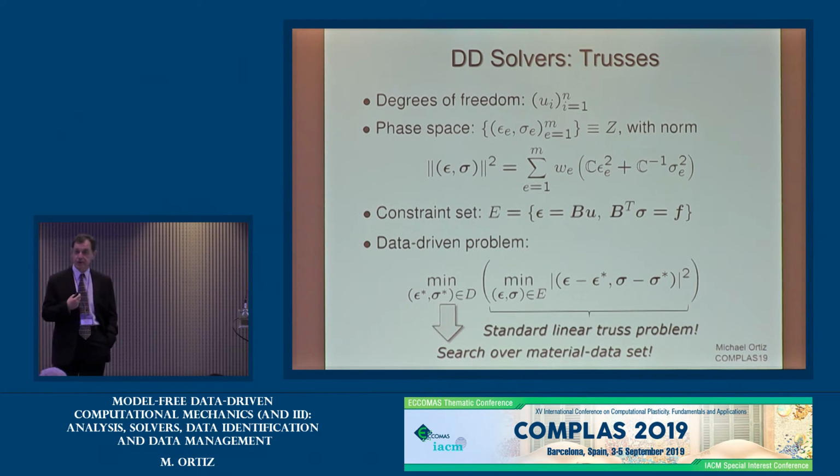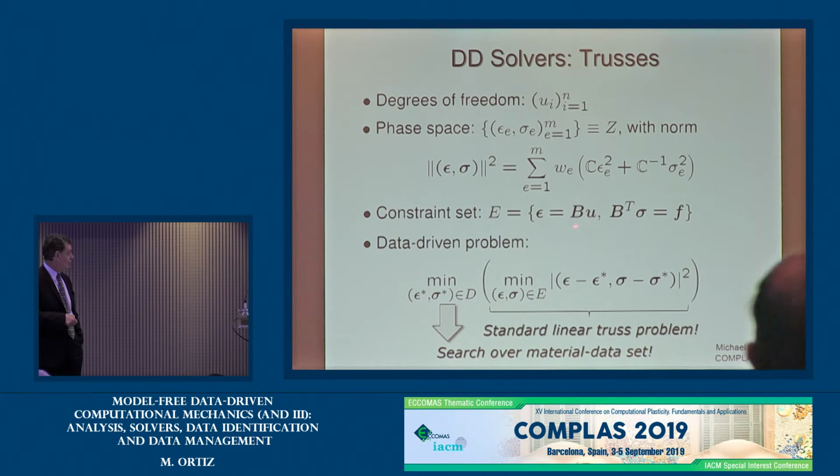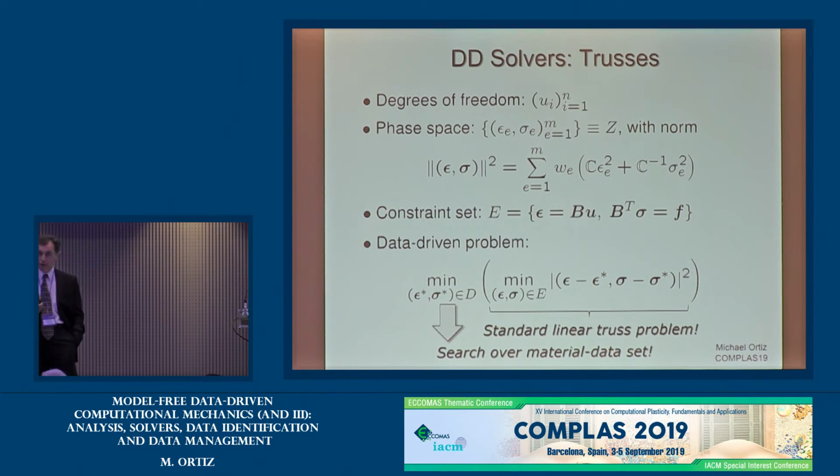And now the data-driven problem is a distance minimization. So you want to find the admissible set of strains satisfying compatibility and stresses satisfying equilibrium that is closest to some material state, epsilon star and sigma star, that has been identified as being part of the material data set. Okay? So again, the interesting point is that this is just a discrete minimization, so it entails searching in some intelligent way through the material data set. But the other interesting point is that if you compute the Euler-Lagrange equations of this minimum problem, they define a standard linear truss problem.